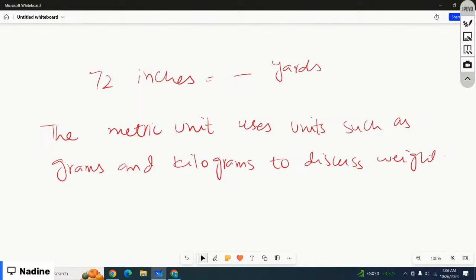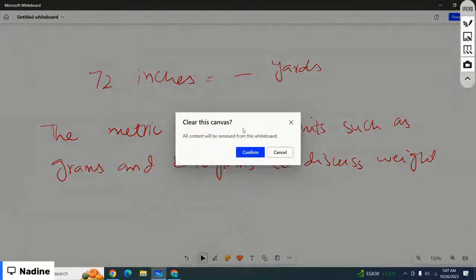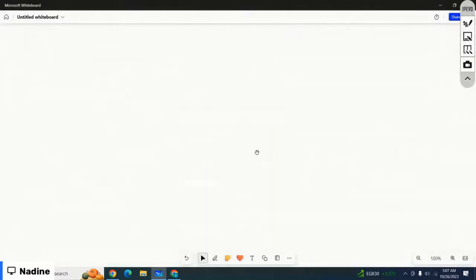The customary units are feet, yards, miles, pounds, tons. Those are the customary units, right? So the first example is you have to convert from inches to yards. You have 72 inches, you have to convert it into yards. How do you convert?